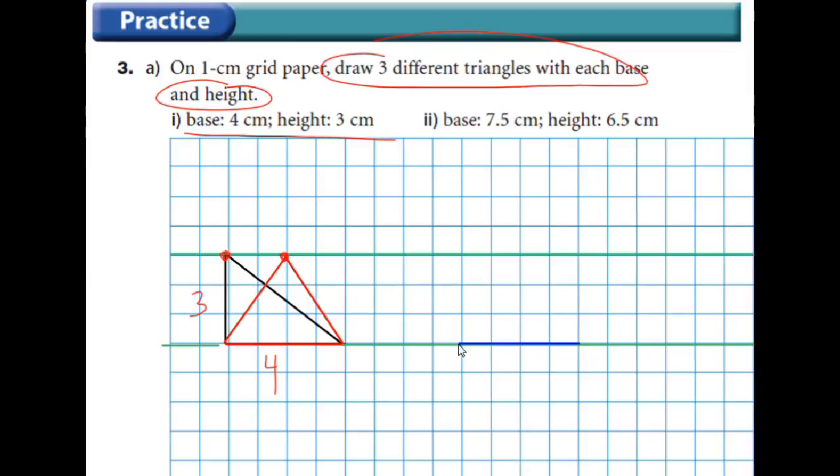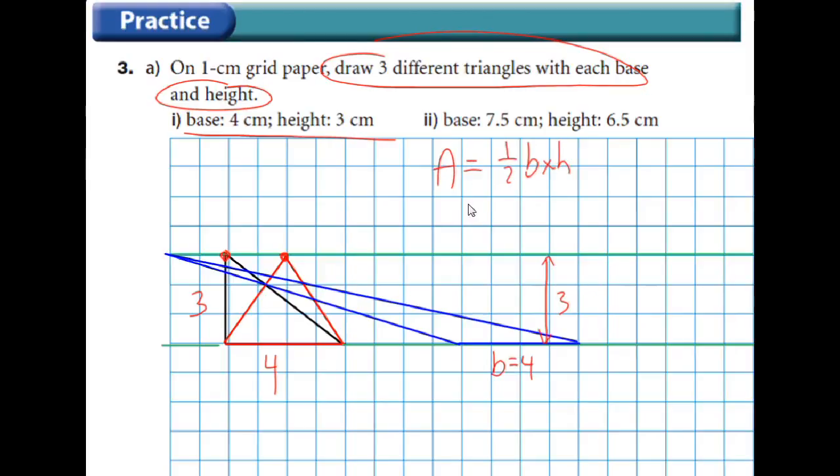So for example, I could make a really long one over here, and if we look at this particular triangle, it has a base of 4, and the height still goes up 3 units. Well, what does that mean? That means the area, which is half base times height, which is half times base 4 times height 3, which is half of 12, which is 6.